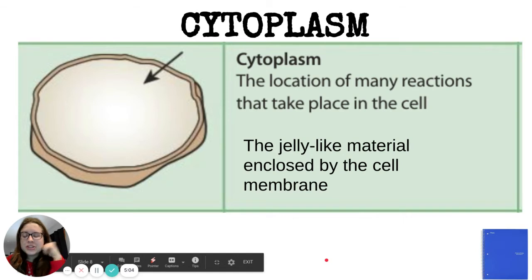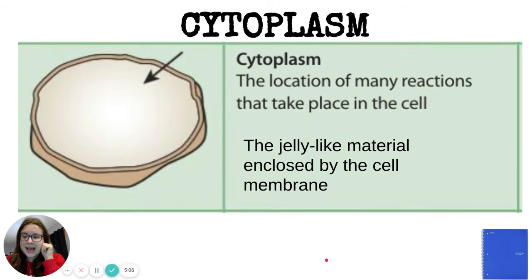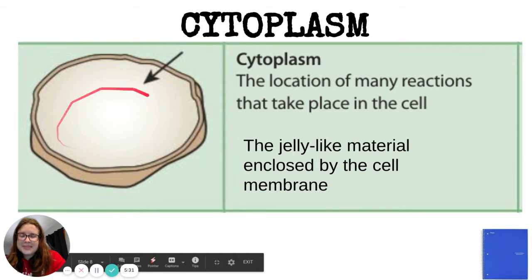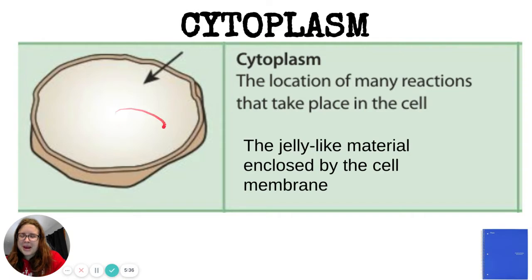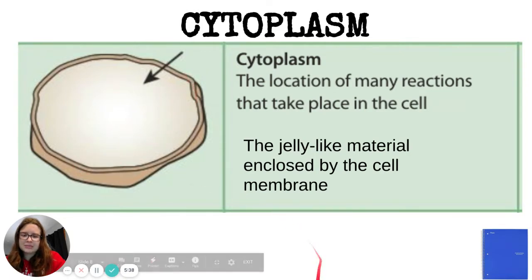The other term we were introduced to in that reading is cytoplasm. I have two definitions here. Choose which one makes more sense to you. So perhaps you'd like to write down that the cytoplasm is the location of many reactions that take place in the cell. Sometimes, though, that definition is a little confusing to sixth graders. Really, the cytoplasm is just the jelly-like material enclosed by the cell membrane. So it's all of this part here if you're doing a little bit of a drawing.